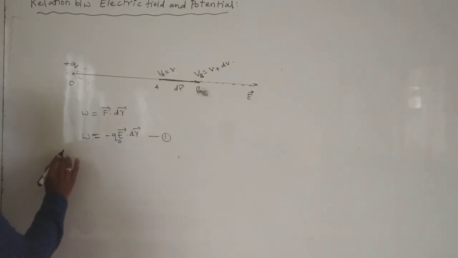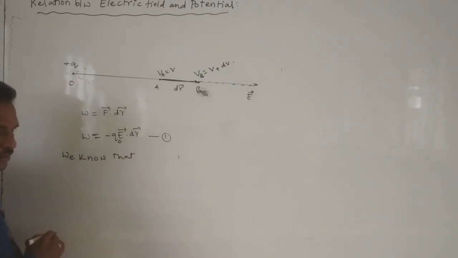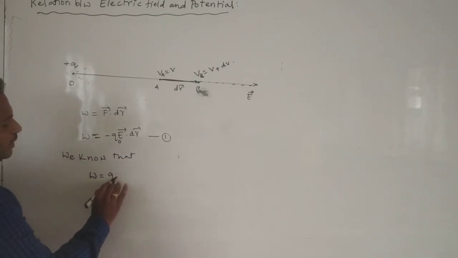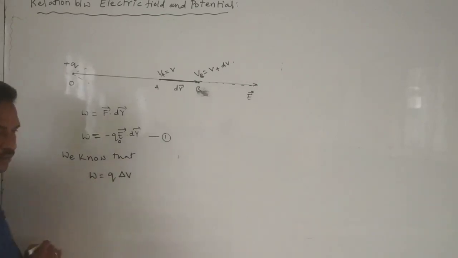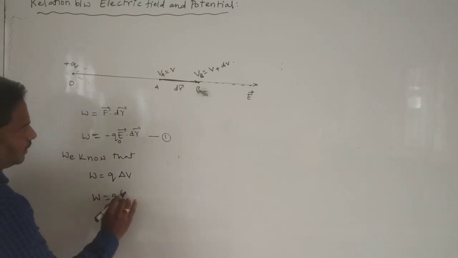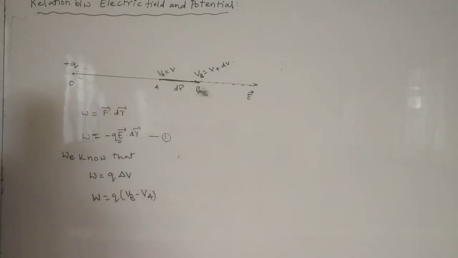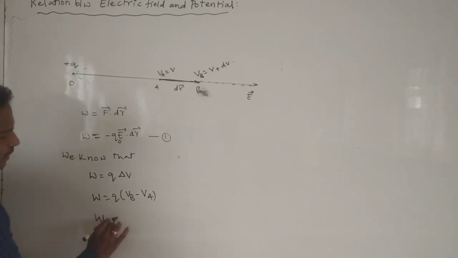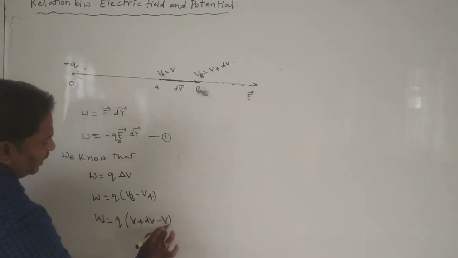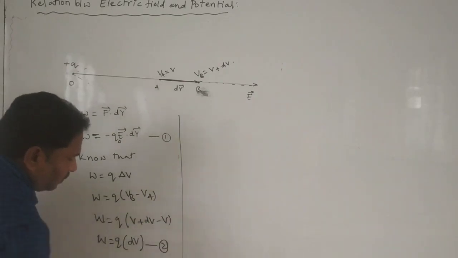So now already we know that W is equal to Q into delta V. So W equals Q into VB minus VA. So W equals Q into V plus dV minus V. So W is equal to Q into dV. This is equation number 2.